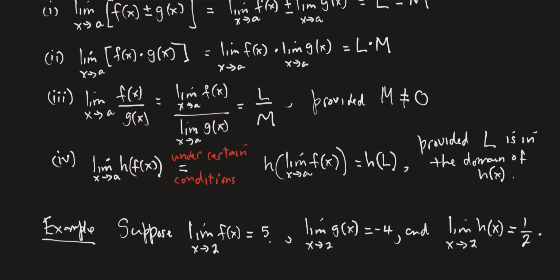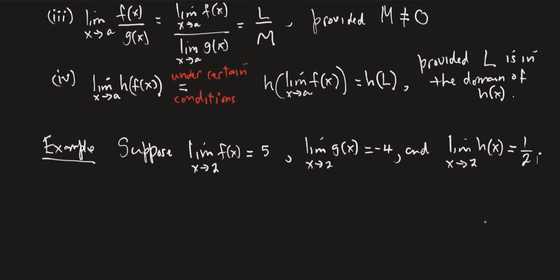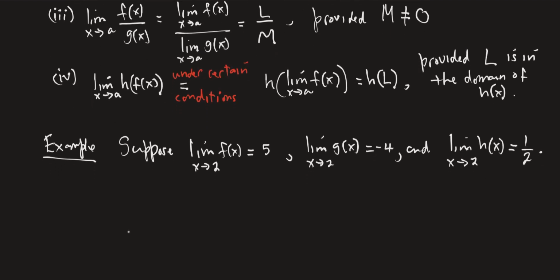The only thing we know about these functions is that as x gets closer and closer to 2, the y values for f of x get closer and closer to 5. The y values for g of x get closer and closer to -4, and the y values for h of x get closer and closer to 1/2. Now let's go through and ask some questions that will require us to use one or more of these properties, right?